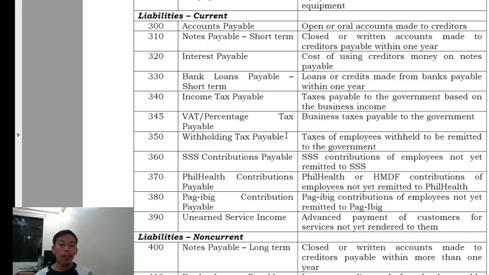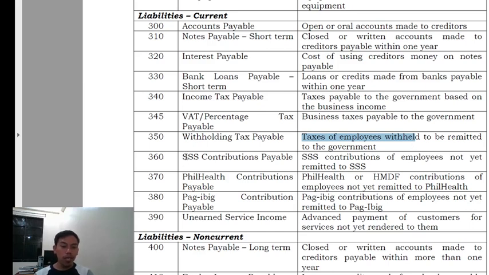Withholding tax naman, ito sa mga empleyado natin na nagwi-withheld tayo ng taxes. Taxes of employees withheld na ireremit natin sa gobyerno. Kung alam natin that that employee would have taxes na babayaran at the end of the year, magwi-withhold tayo doon sa sahod niya. Mga kaltas ito sa sahod ng empleyado.